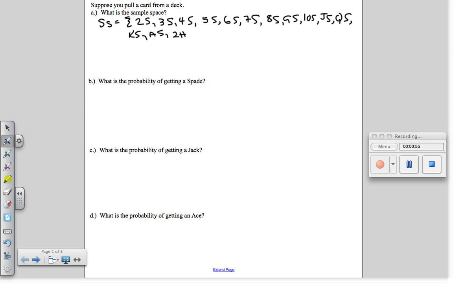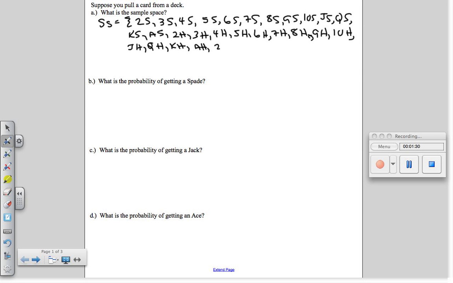You can also get the 2 of hearts, 3 of hearts, 4 of hearts, 5 of hearts, 6 of hearts, 7 of hearts, 8 of hearts, 9 of hearts, 10 of hearts, Jack of hearts, Queen of hearts, King of hearts, and Ace of hearts.